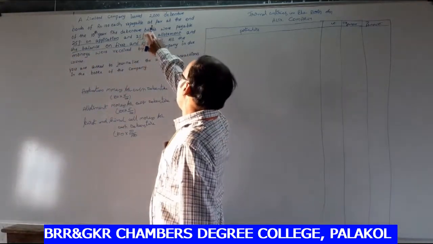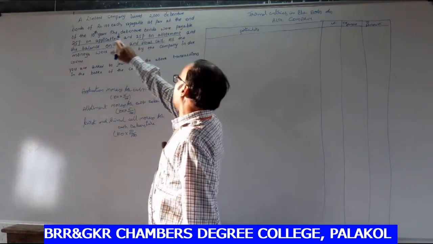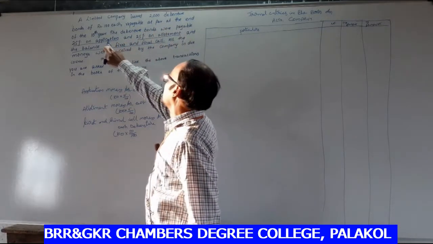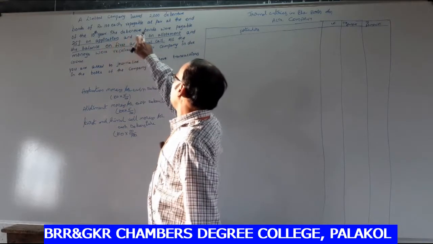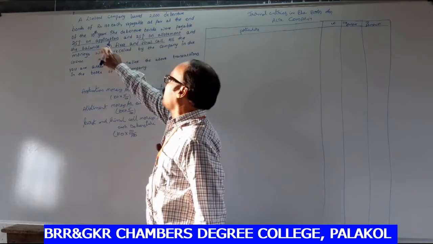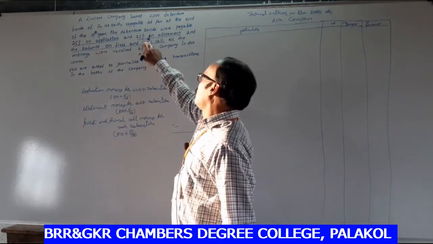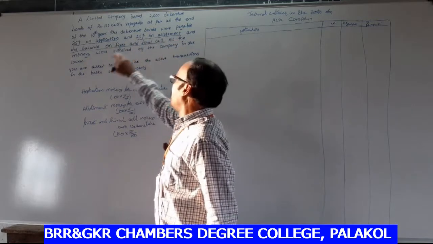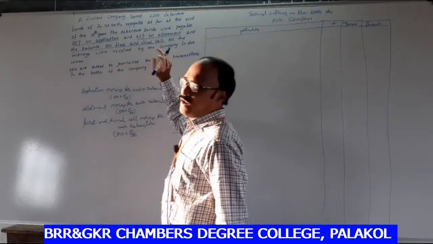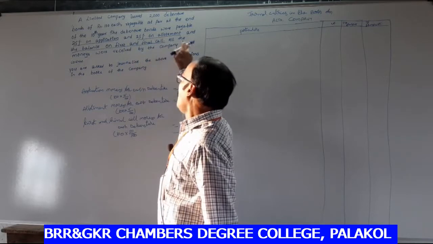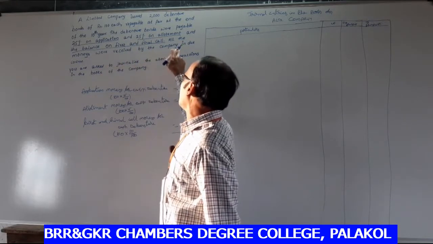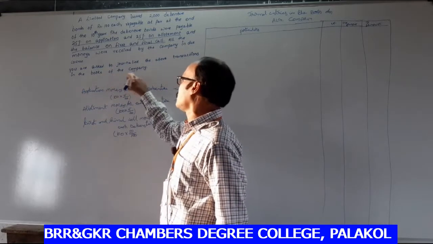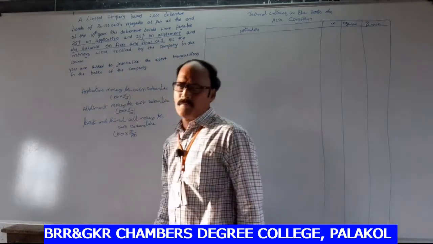A limited company issued 2000 debenture bonds of rupees 100 each, repayable at the end of the 10th year. The debenture bonds were payable 25% on application, 25% on allotment, and the balance on first and final call. All the monies were received by the company in due course. You are asked to journalize the above transactions in the books of the company.